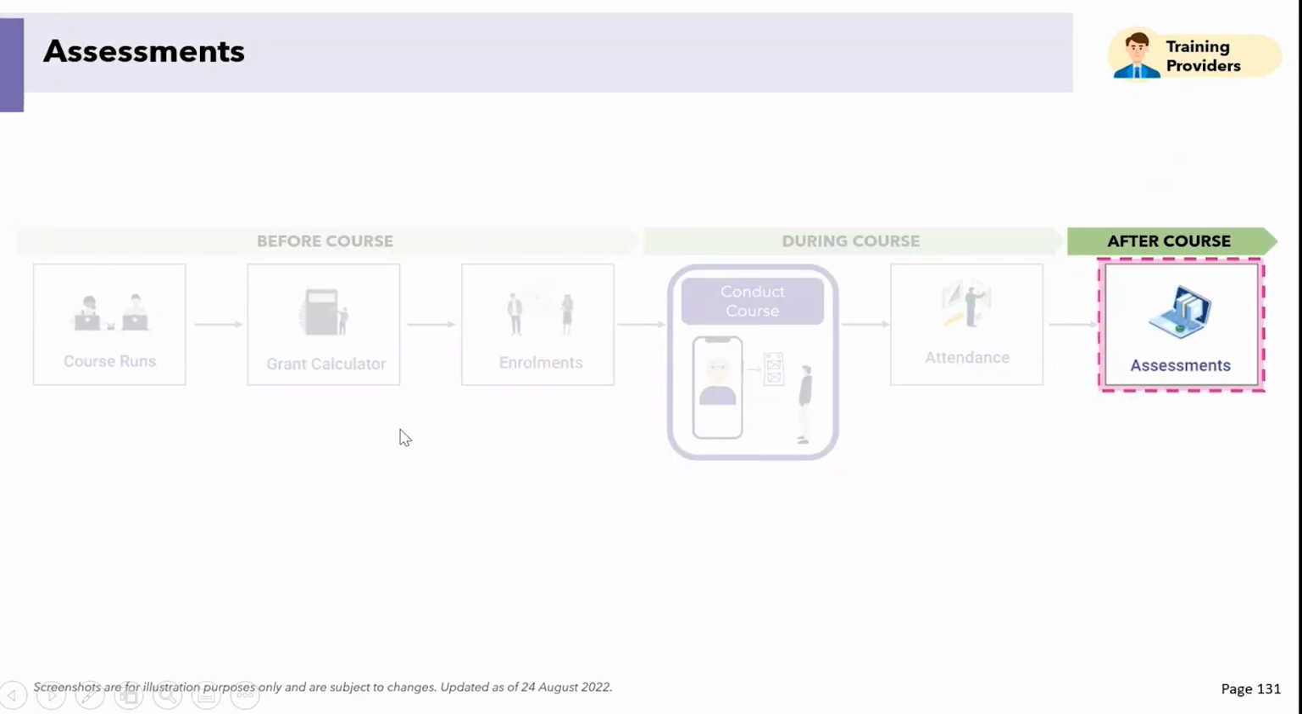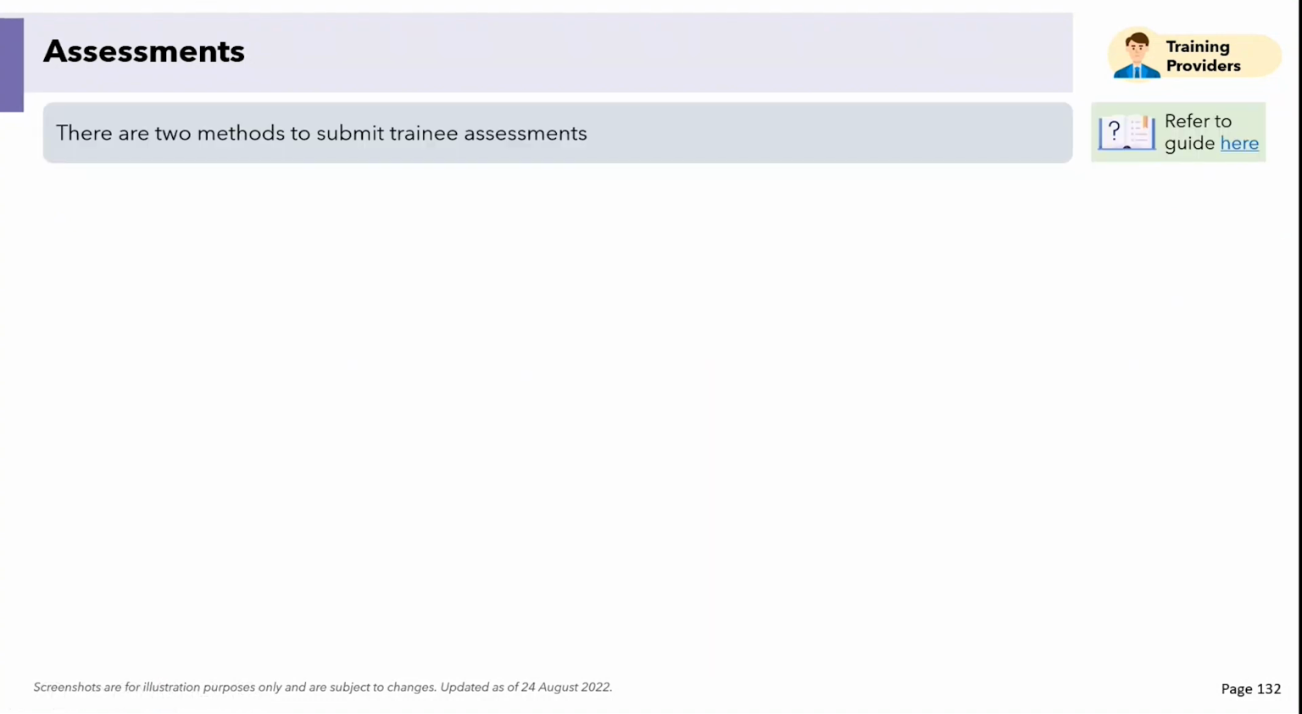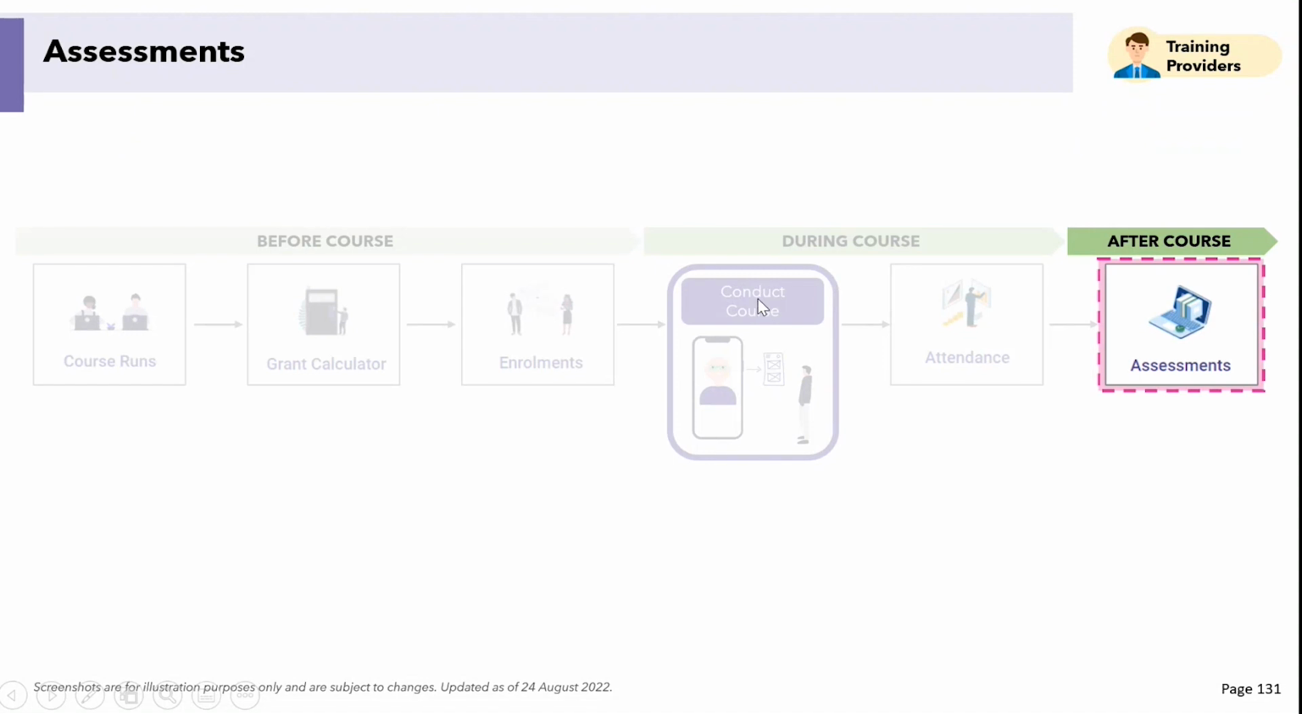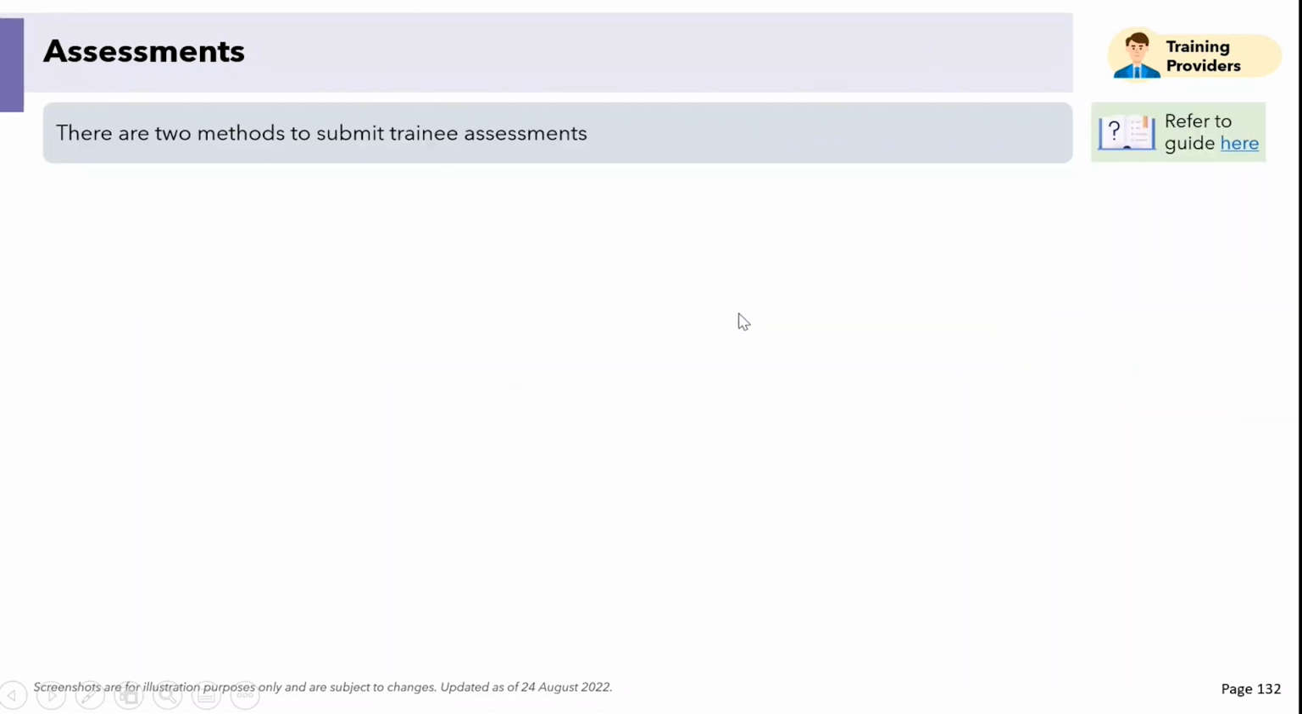Okay, now we'll just move on to the assessment section. After the course is over, TPs will need to upload trainee assessment records into TP Gateway. In this section, we will run through the methods to upload these assessments, as well as the details of each method. So there are two methods to submit the trainee assessments.